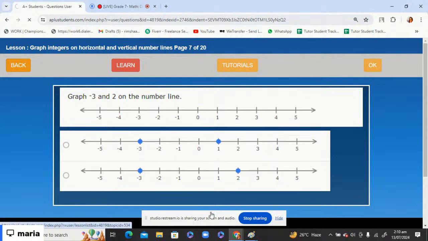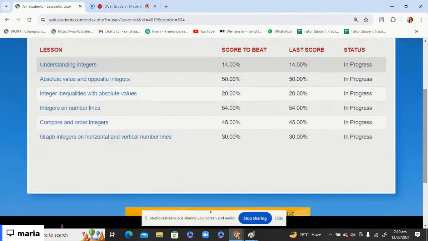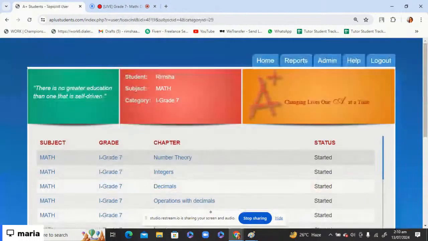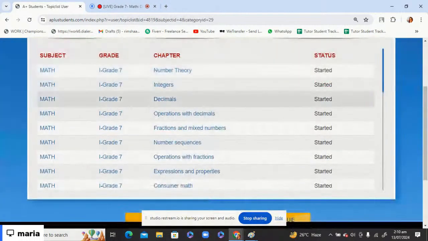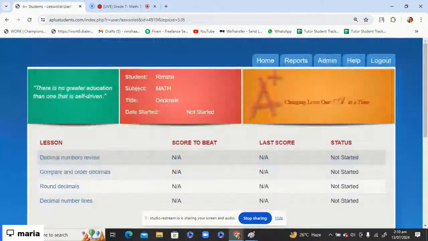so here is basically graph integers on horizontal and vertical number lines. So you guys make sure you understand this lesson. Now solve the rest of the test questions by yourself. Now let's start the next chapter, that is decimals. And here we go with the first lesson, that is decimal number review.